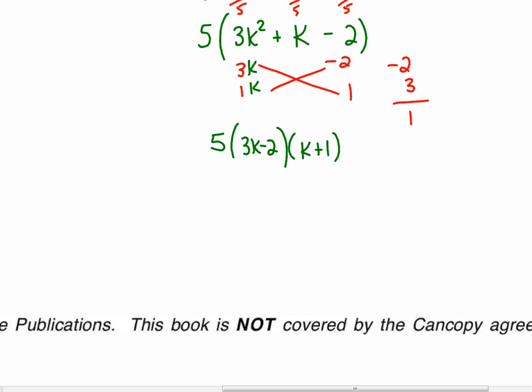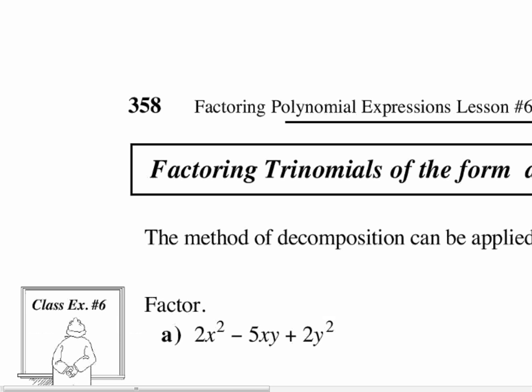Five, your GCF. Okay, don't forget to put that in front, else you'll lose marks. And it's just a stupid mistake that's made. That's all that is. It happens because you are rushing and you get excited because you found your factors and you forget about the GCF.